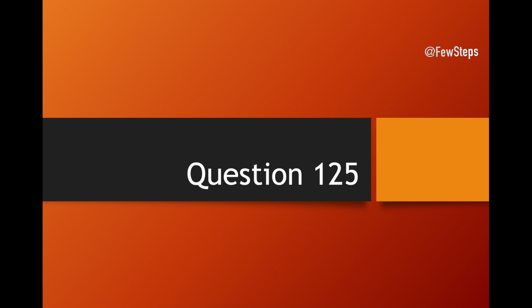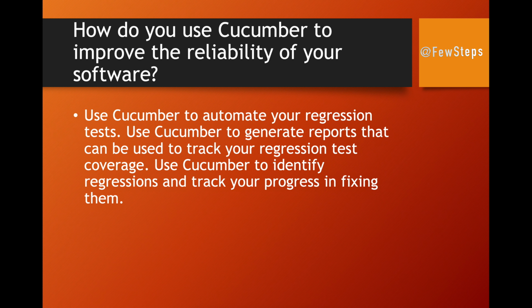Question 125. How do you use Cucumber to improve the reliability of your software? Use Cucumber to automate your regression tests. Use Cucumber to generate reports that can be used to track your regression test coverage. Use Cucumber to identify regressions and track your progress in fixing them.